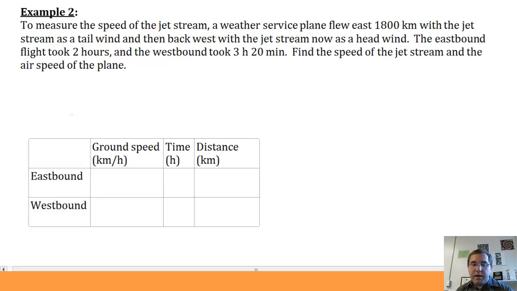We want to find both the speed of the jet stream, the wind, how fast the wind is going, and how fast the plane is going within that wind, so without regard to the wind. We want to be able to piece those two things together.